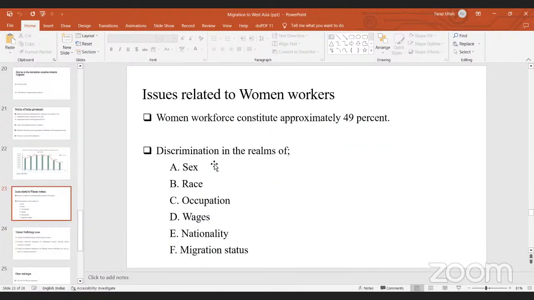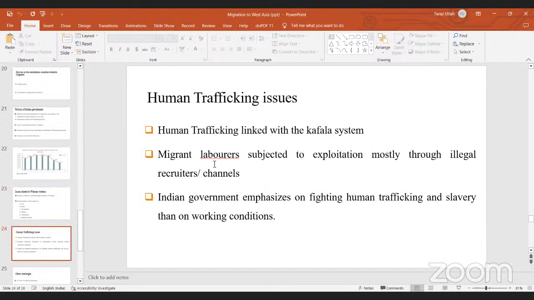The issues related to women workers. The women workforce constitutes approximately 49% of the total outward migration in relation to men. The women workforce face discrimination in the realms of sex, race, occupation, wages, nationality, and migration status. So when I say sex, it's the women workers versus the men workers.